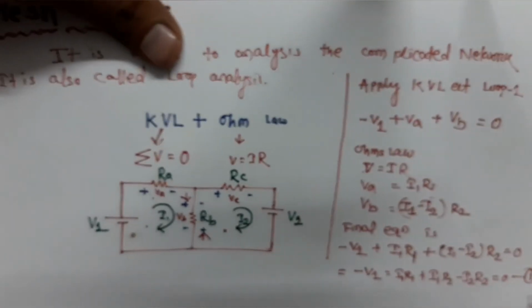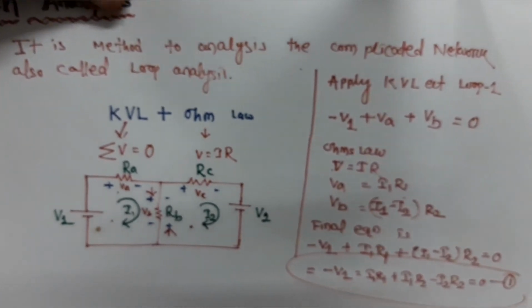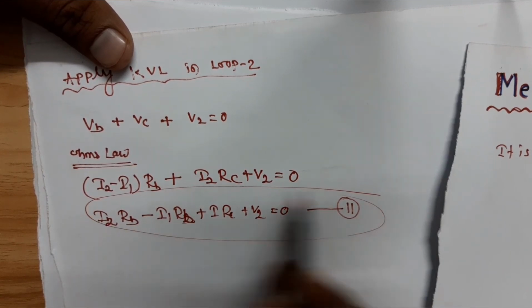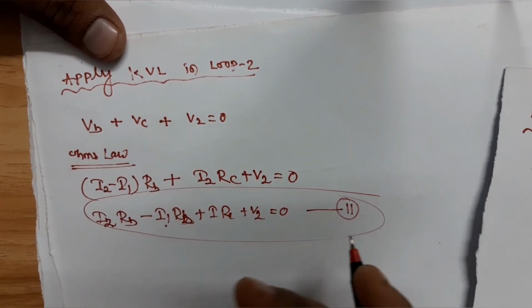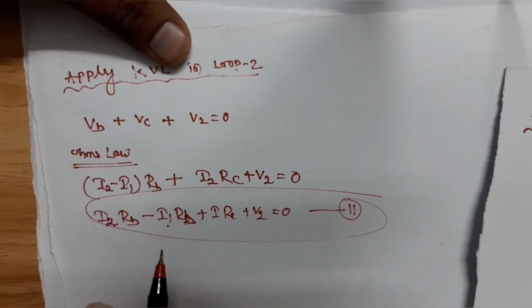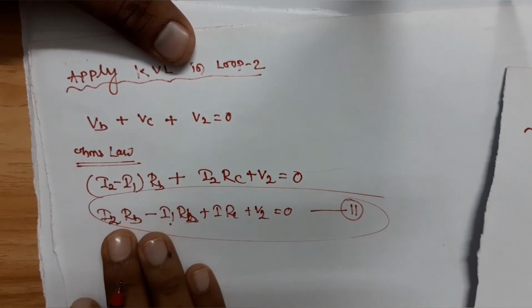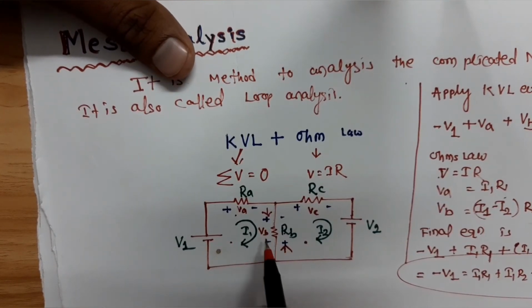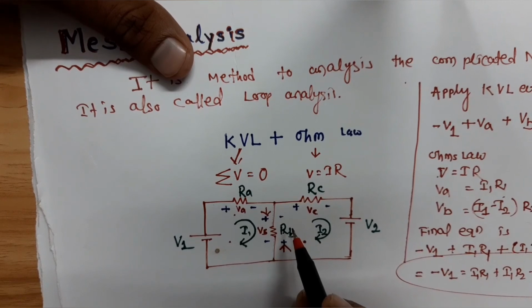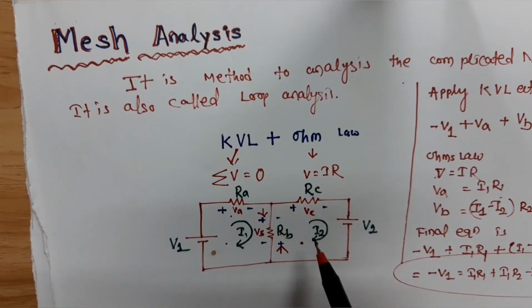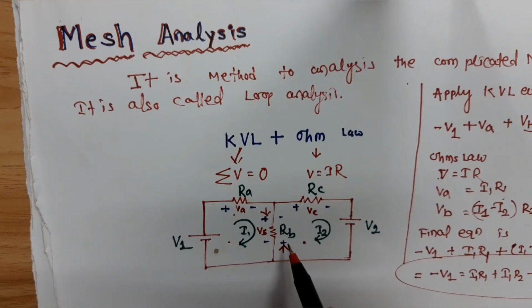This is the first equation and this is the second equation. After solving those two equations, we can find I1 and I2 and other elements. After finding I1 and I2, we decide the RB current and VB potential. If I1 is greater, then the VB potential is according to I1. If I2 is greater, then the VB potential is according to I2.